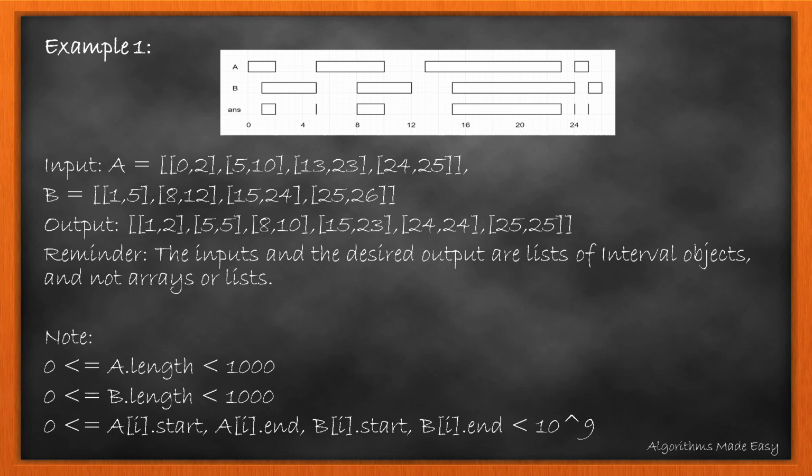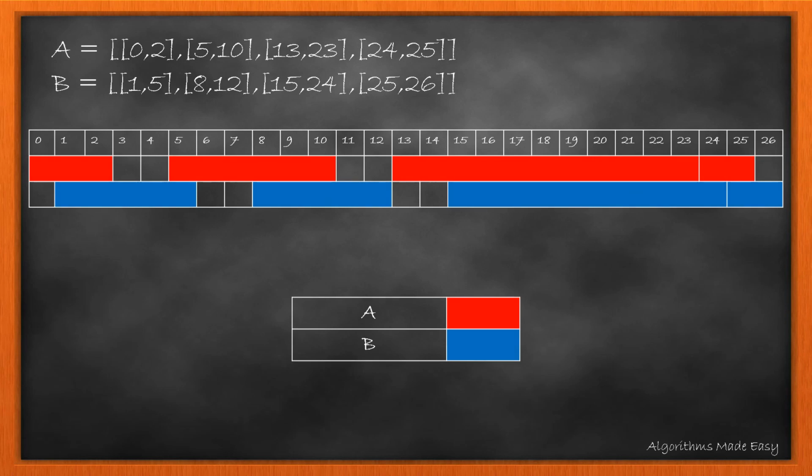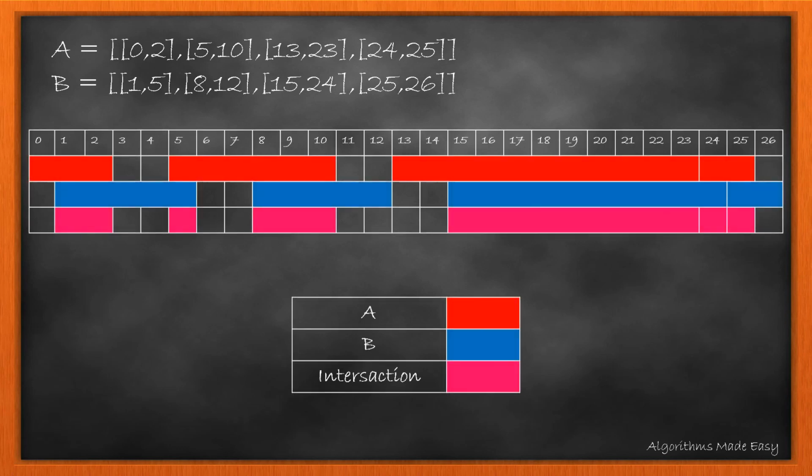Let's see how we got the output visually. We plot the points in an array and mark the range with color. Now, the intersection is the part where both the colors exist. When we take out the intersection part, it will look like this. Now, if we see the ranges of the intersection, we get the output that was required.